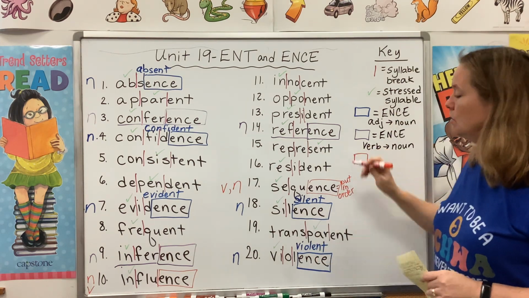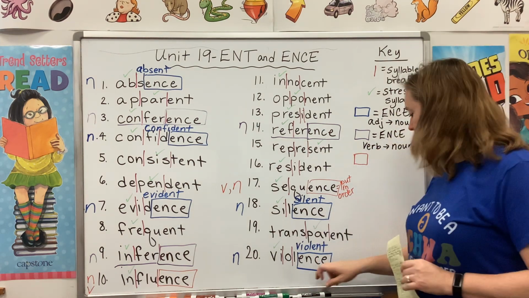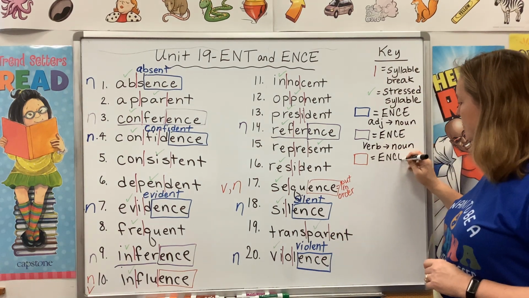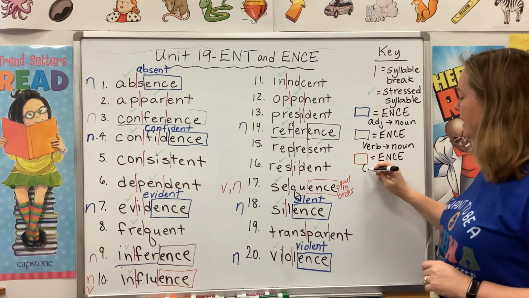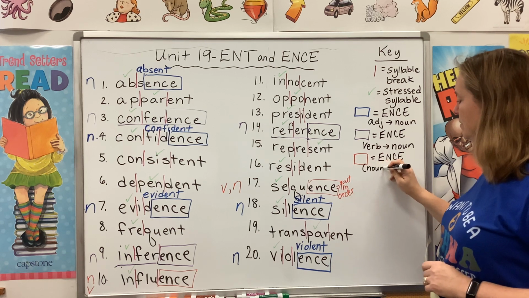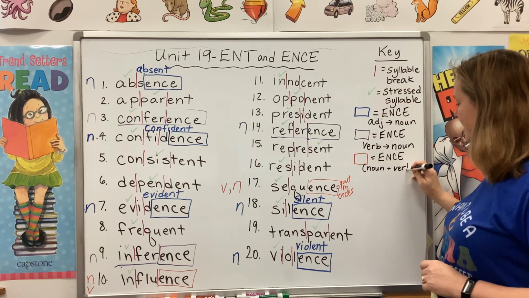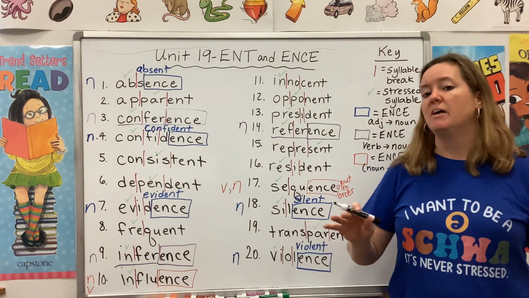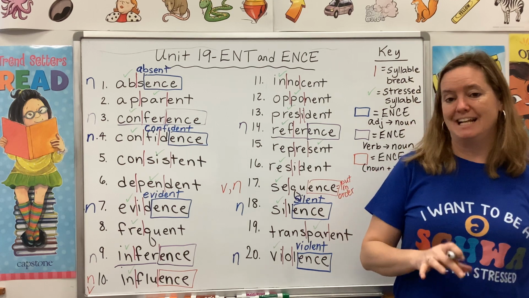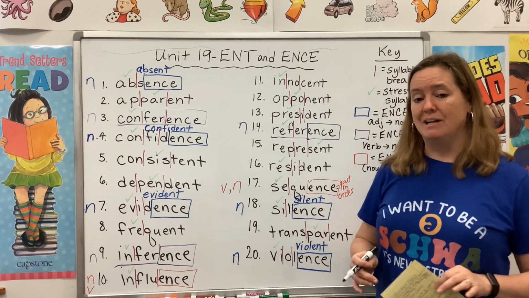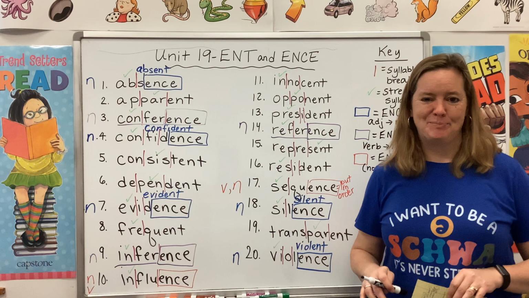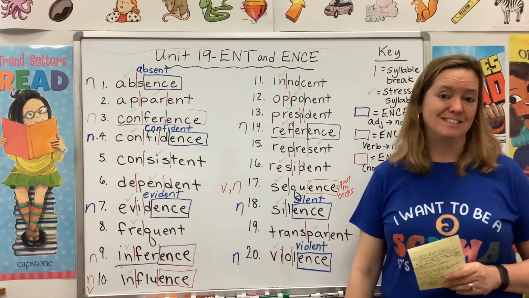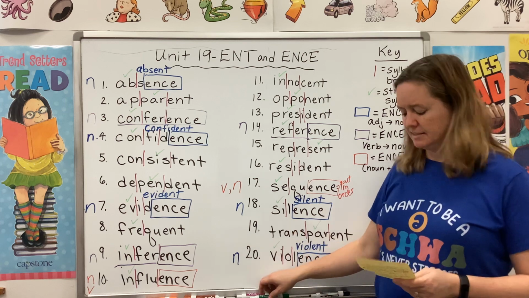Down here, red box equals ENCE, but this represents words that can be a noun and a verb. Nothing's changing. We're not changing any endings, adding endings. That same word can be used as a noun or a verb, and it's pronounced exactly the same way. All right, so now let's move on to our other suffix this week, and that is the ENT suffix.